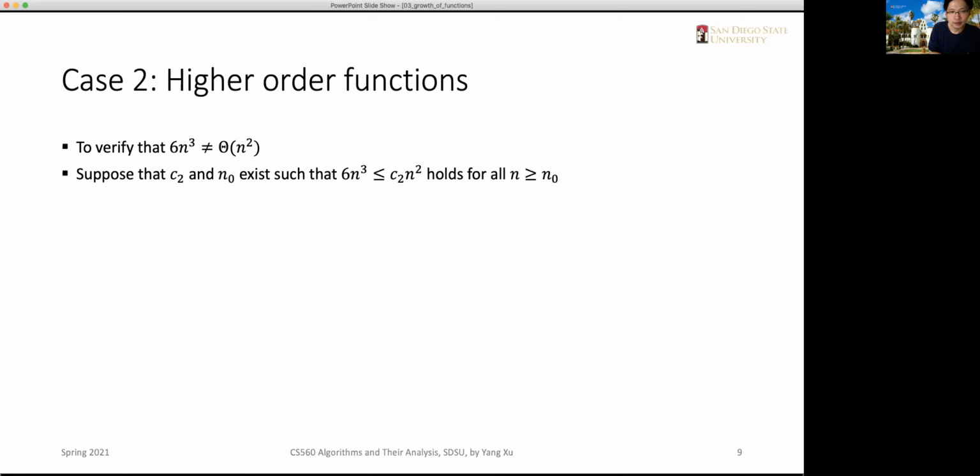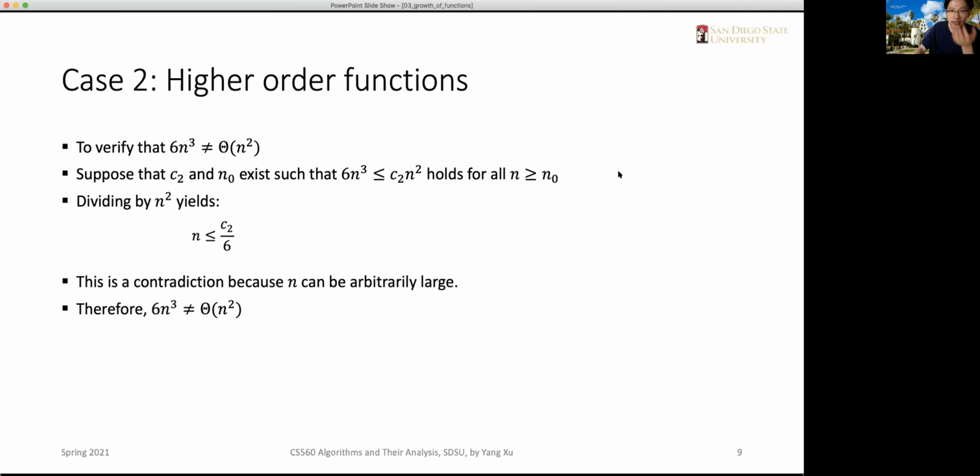Okay. So suppose that there exist a C2 and n0 such that 6 times n cubed is less than or equal to C2 times n squared, and it holds for all n greater than n0. This is by the definition of Big-Theta. Then if we divide by n squared, it will yield n should be smaller than C2 over 6. Then we will have a contradiction, right? Because n can be arbitrarily large, so how can it be limited by C2 over 6? So apparently this doesn't make sense. So higher order functions cannot be bounded by the Big-Theta notation of lower order functions. Okay. This is the second example.